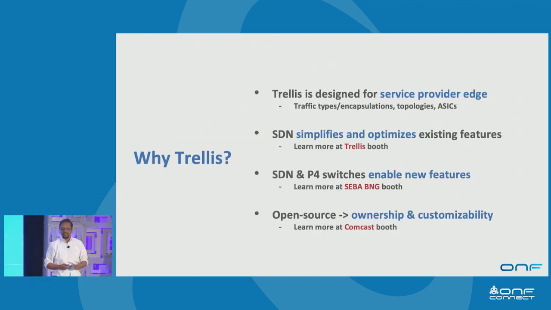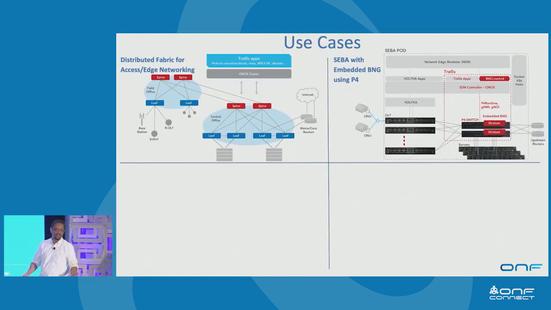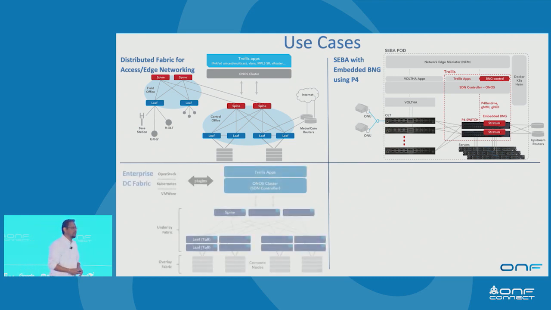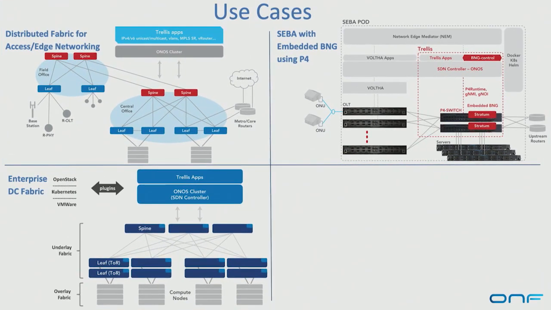So that's Trellis and why you should consider Trellis in your network. There are use cases that I've already talked about being optimized for service provider access and edge, how we are using P4. There's a couple of other use cases that I'd want to bring out that we personally are not working on, but we do encourage the community to work on it. So Trellis can be used as a data center, as an enterprise data center fabric as well.